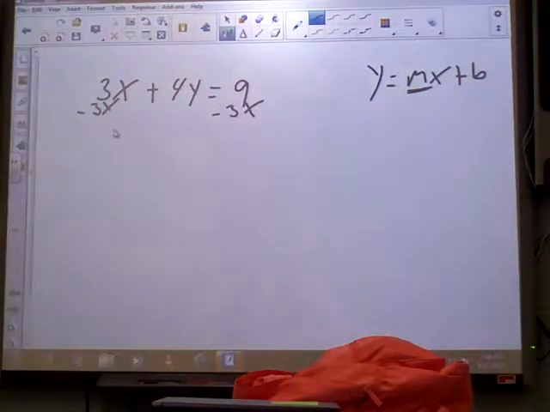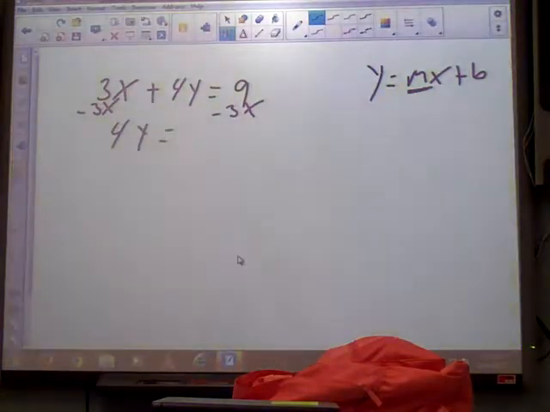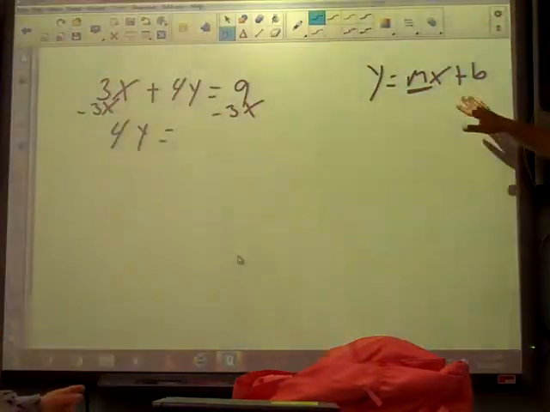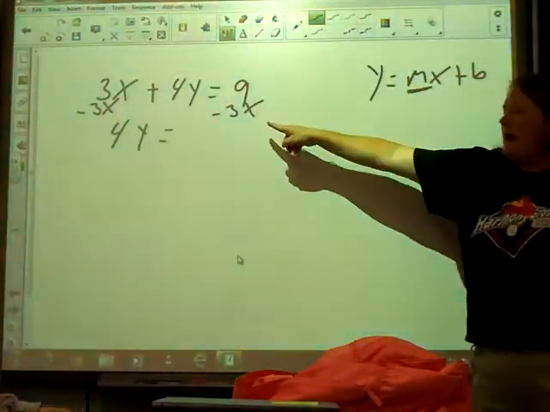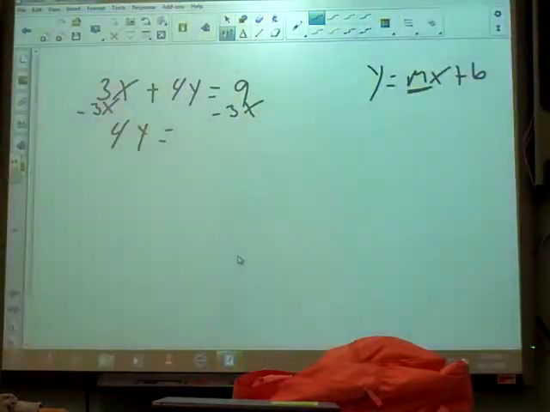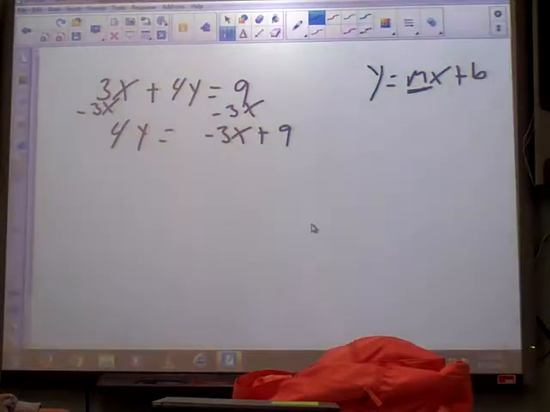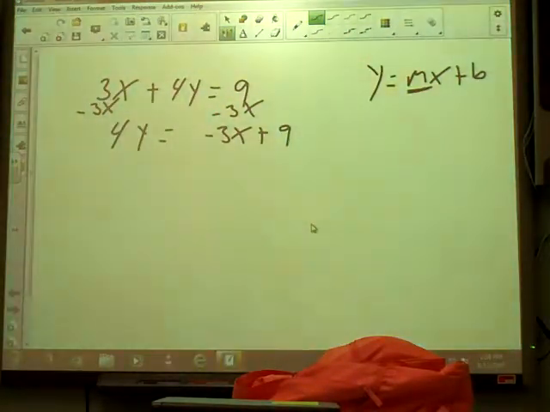Now it gives me 4y is equal to, in slope-intercept form, the x comes first. So I want to write it that way. So I'm going to write negative 3x plus 9. Okay, is that it? Is my slope negative 3? No! Finish this out.